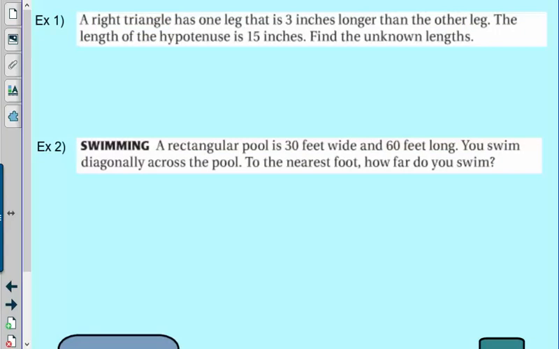Same with example number 2 here. You've got a swimming pool 30 by 60. You swim across diagonally. What is the length that you swim? Again, you can just use the Pythagorean theorem there.